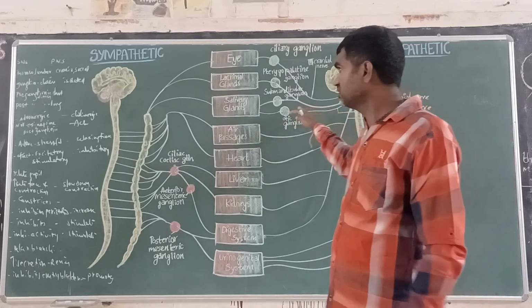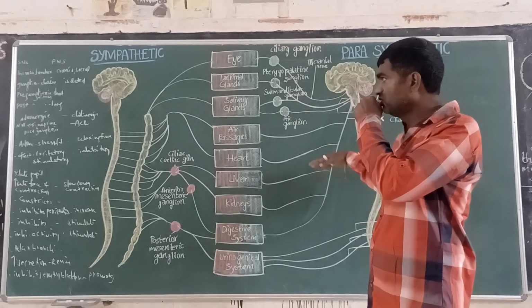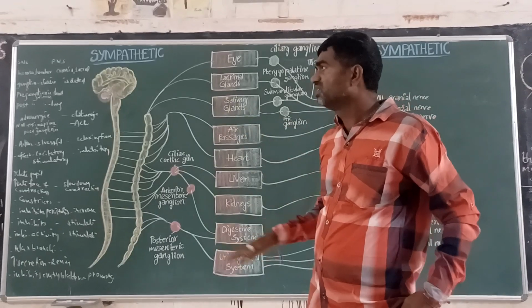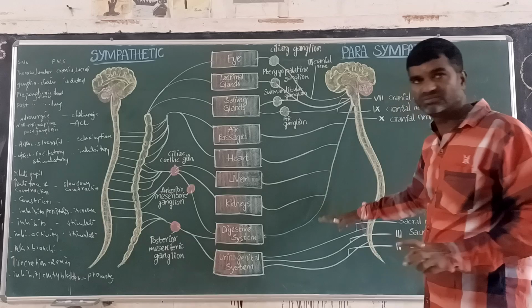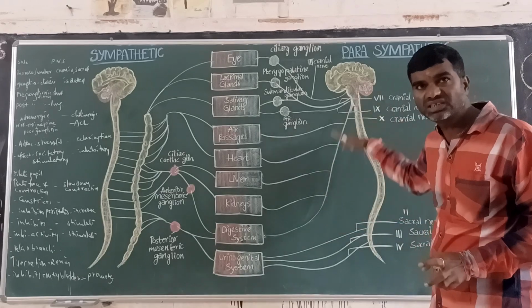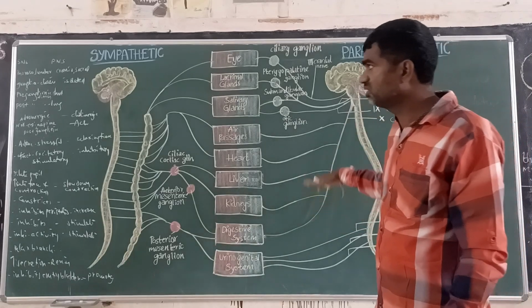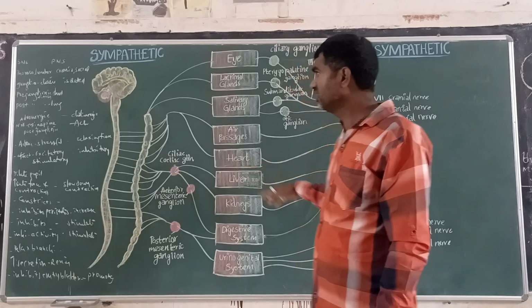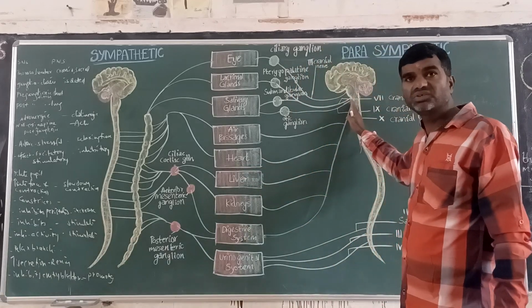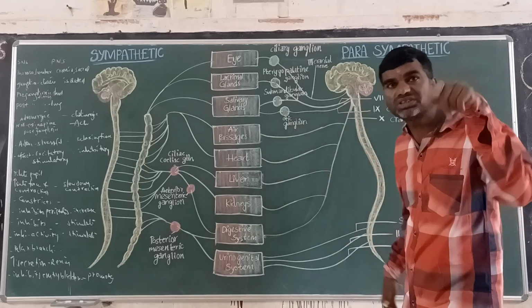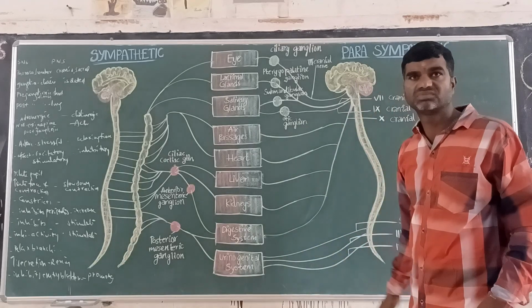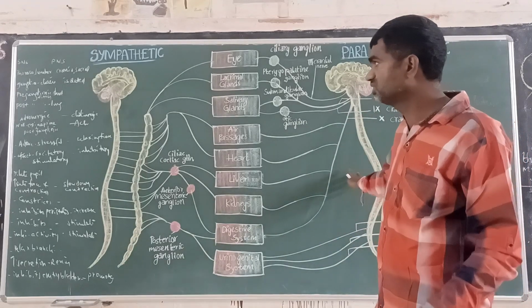And the next one is the parasympathetic neuron. Here the ganglia are not chain-like structures, so the ganglia are isolated. The ganglia are isolated in the parasympathetic nervous system. And here the preganglionic neurons are longer and the postganglionic neurons are shorter in the parasympathetic nervous system.